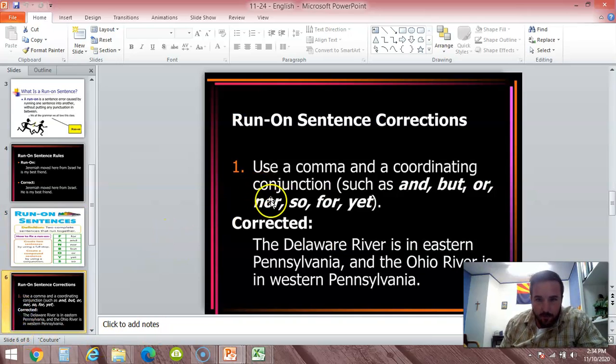Here's an example. The Delaware River is in eastern Arizona, comma, and the Ohio River is in western Pennsylvania. Now this person could have just said the Delaware River is in eastern Pennsylvania, period. The Ohio River is in western Pennsylvania, period. Obviously that's a pretty easy way to do it. The way that's not so common, but perfectly acceptable, is to add what's called a conjunction.